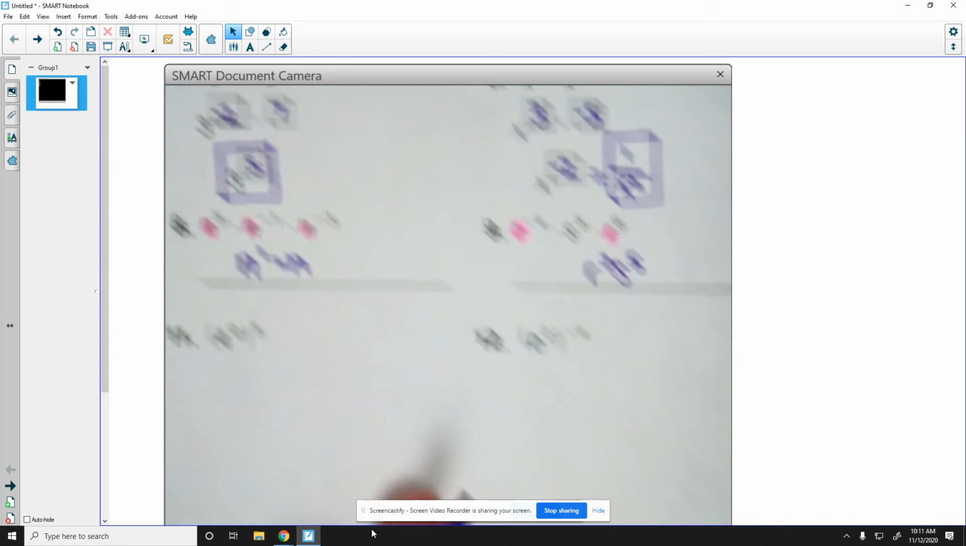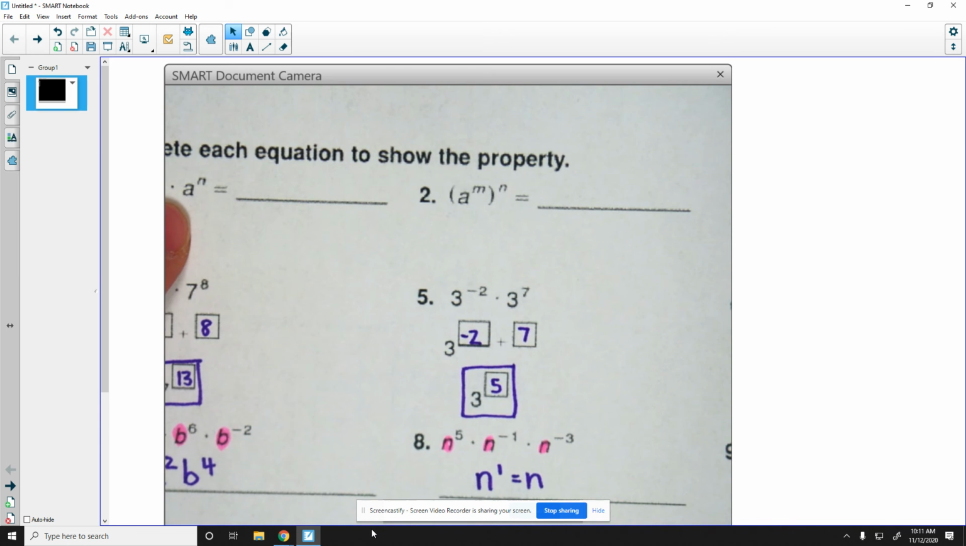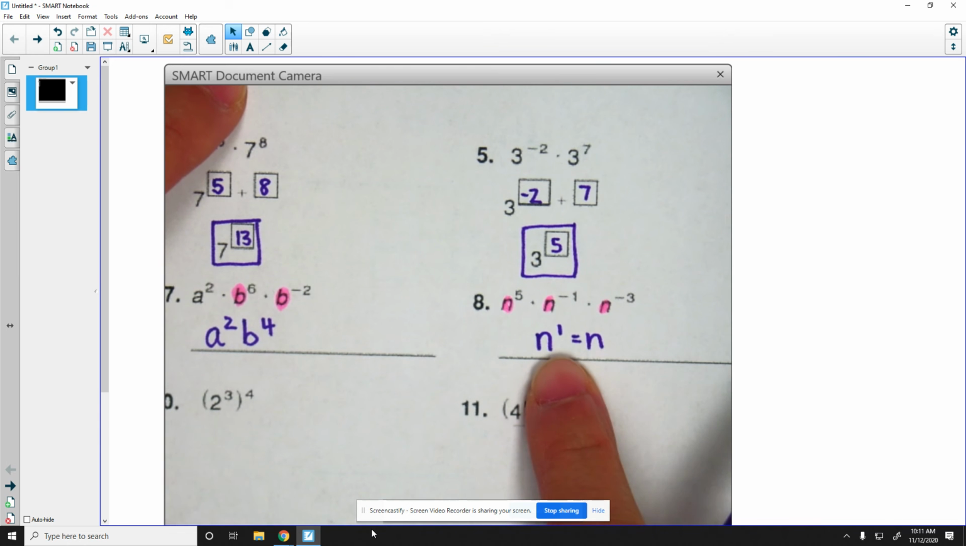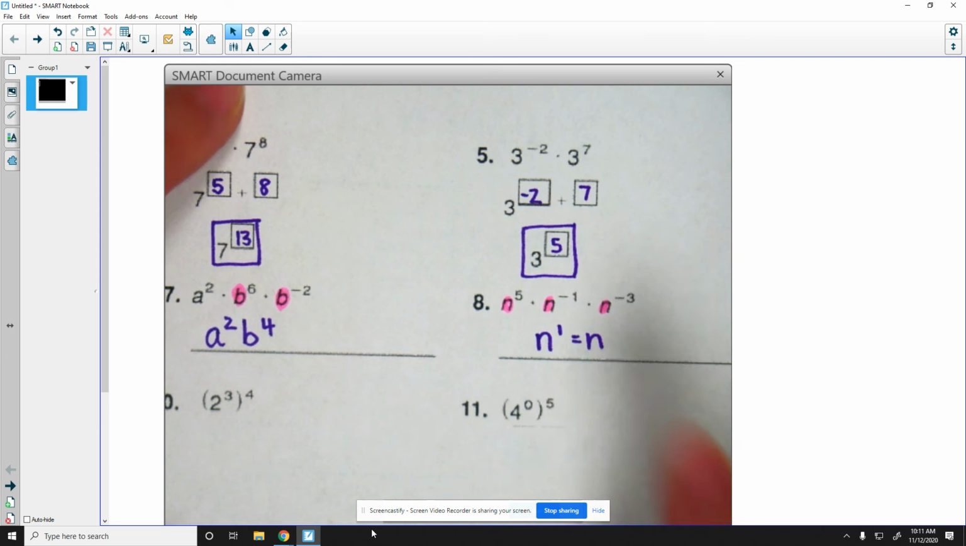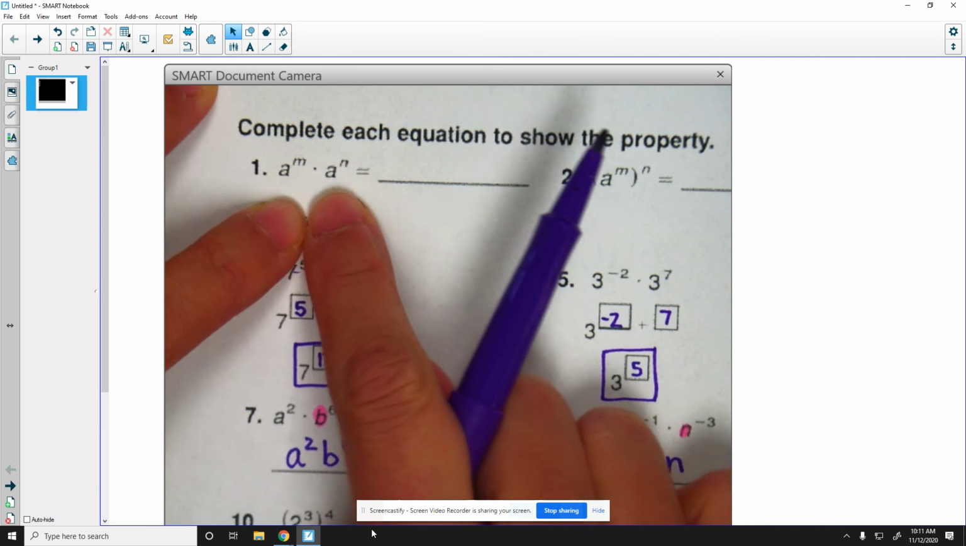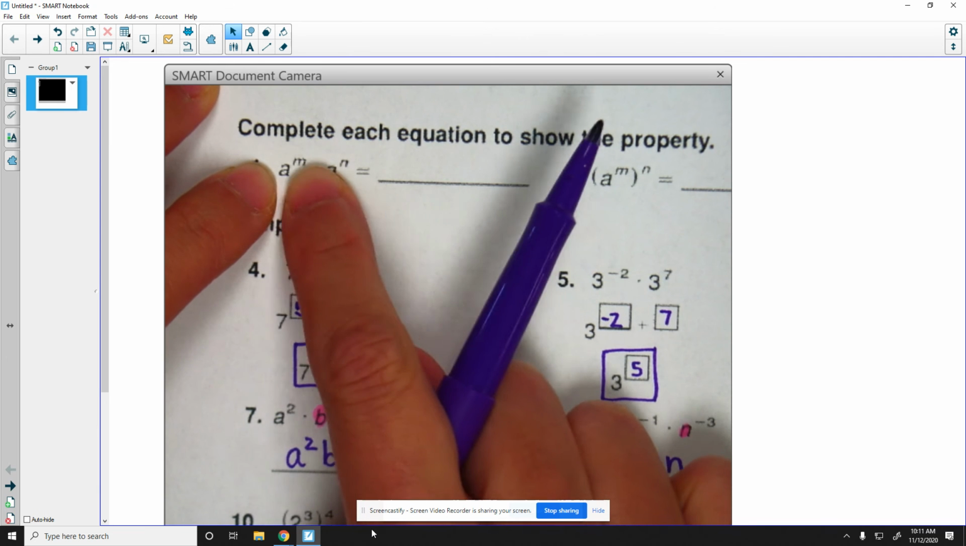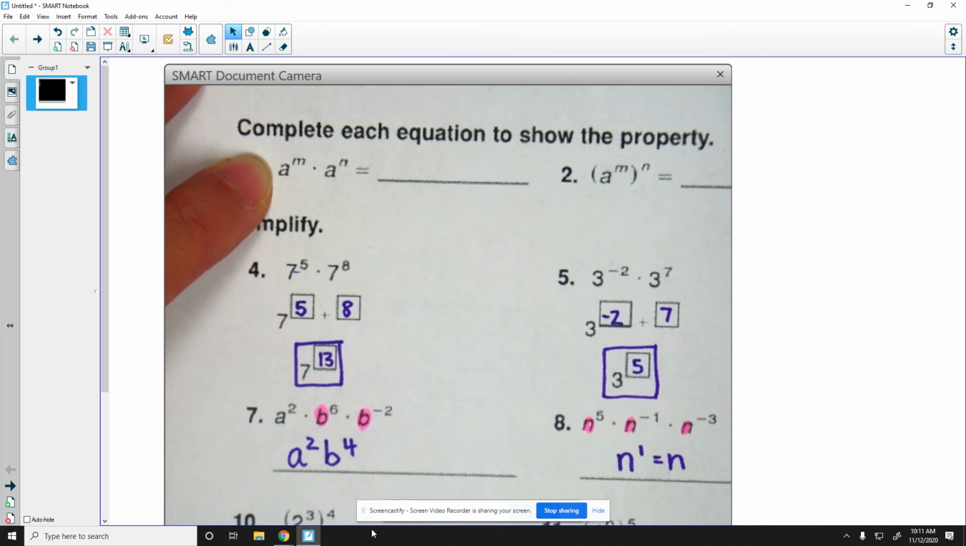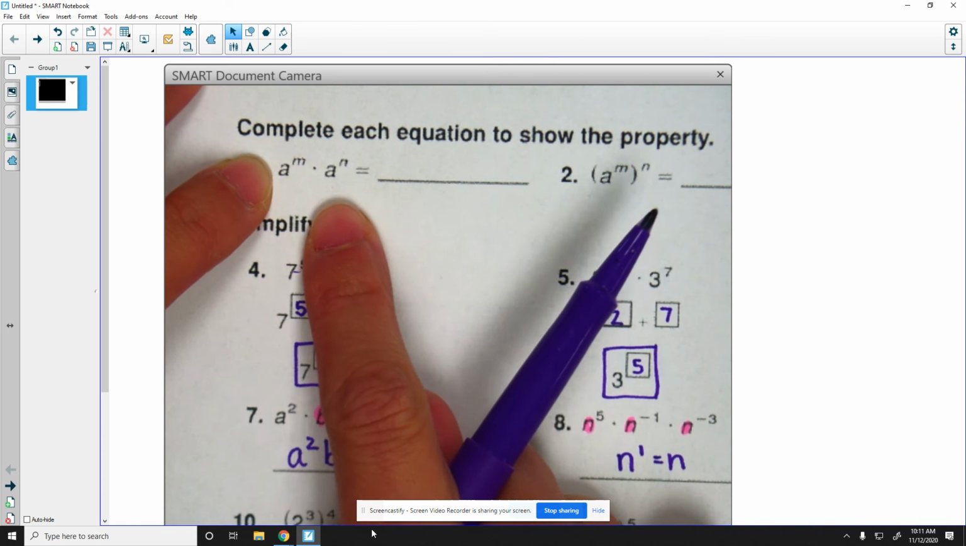Okay, let's go back up to number 1. Yes, Mason? So on number 8, would N1 be the wrong answer? No, N1 is fine, or just N. Either one is fine. Okay, this one is weird. I have A's, but I don't have numbers. I have letters, but that's okay. Does anyone think they know how I can write this with all these letters?